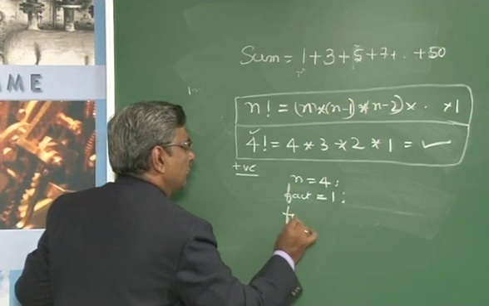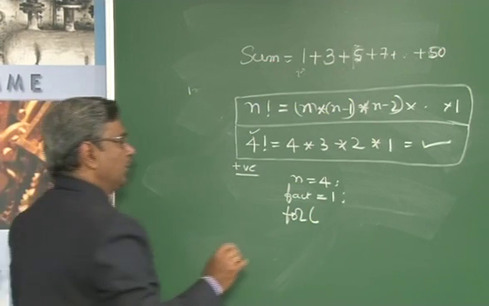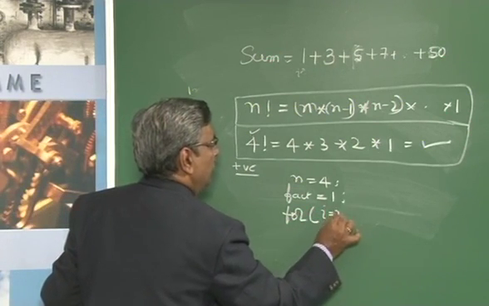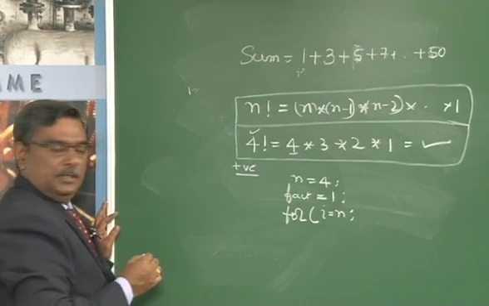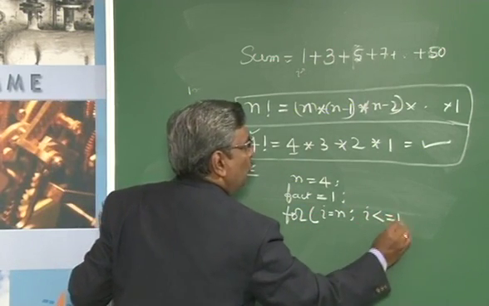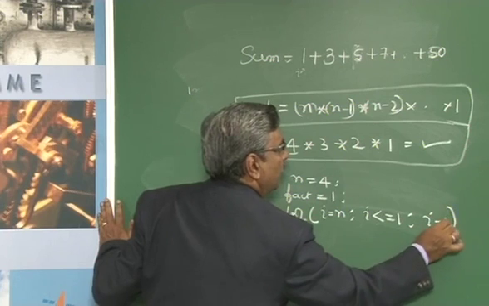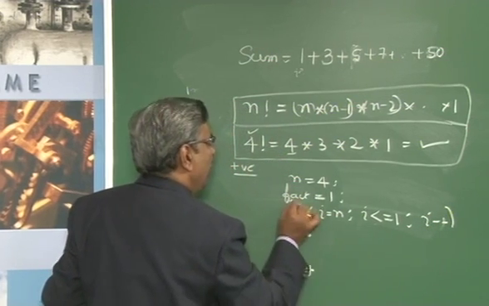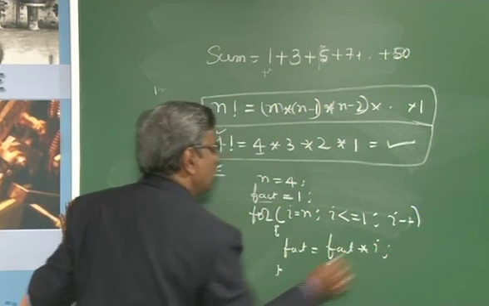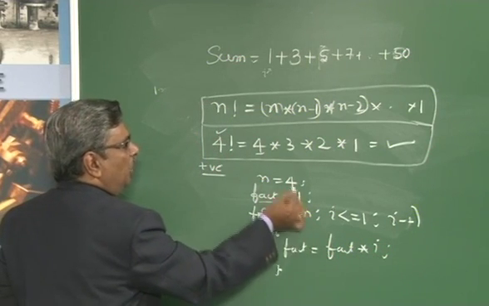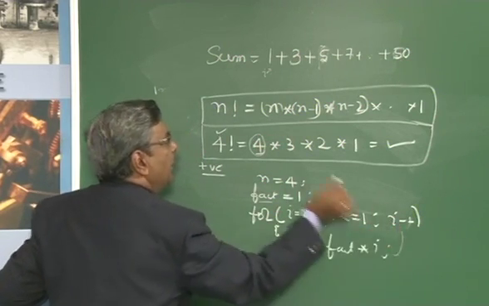Here, in the for loop, you can initialize your variable: initialize i equal to n, assigning the value of n because it starts from 4, i greater than or equal to 1, i minus minus. Inside the loop, the new value of fact is calculated by multiplying with i. Observe this: initially the value of i is 4, hence 1 is multiplied with 4, and that is the result you get. The value of i is now decremented and becomes 3.